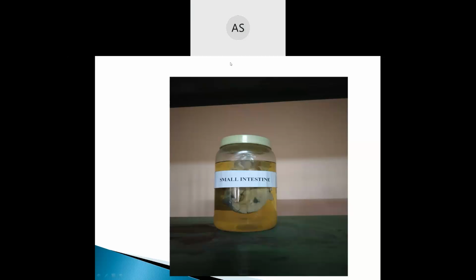Duodenum, jejunum, ileum. 3 parts. Okay, 3 parts. Yes, ma'am.